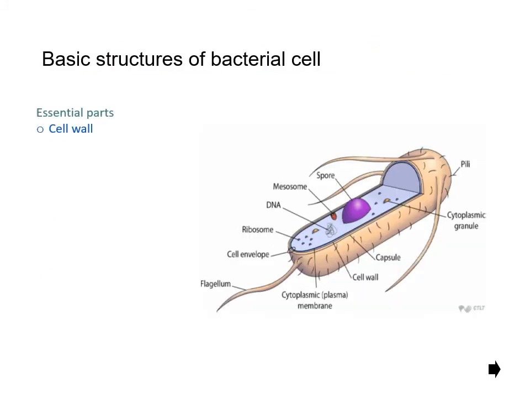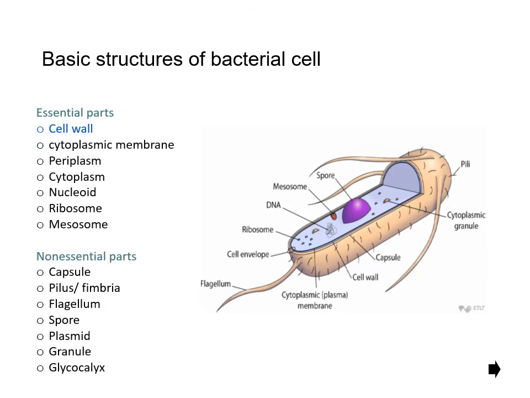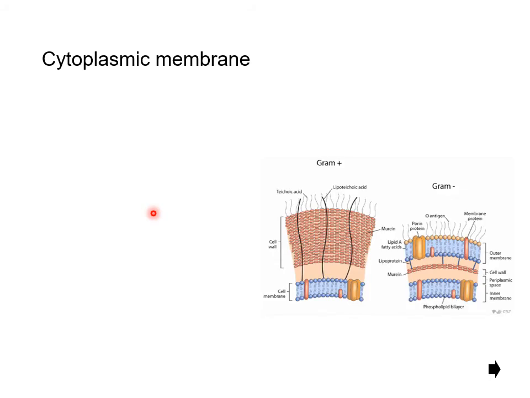Okay, so we have gone through the cell wall. Now we can move on to the rest of the essential parts and non-essential parts. So what is the cytoplasmic membrane? If you remember, we have discussed this part here. Now we come to the next part, which is the cell membrane, the blue layer here.